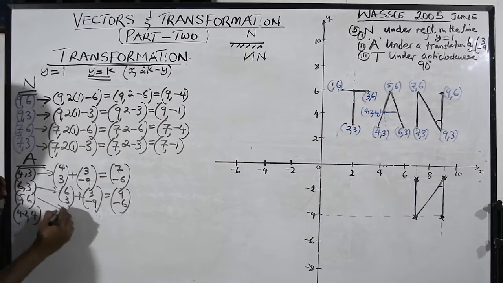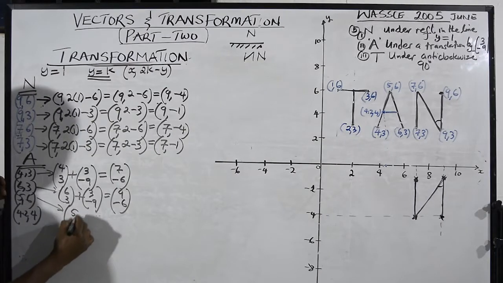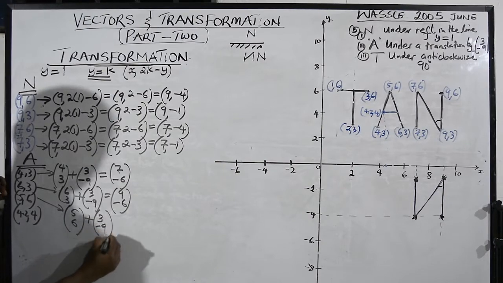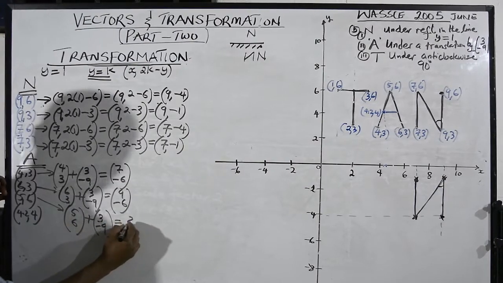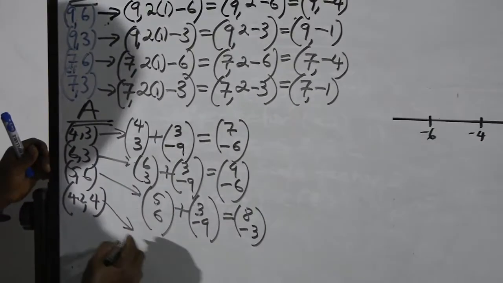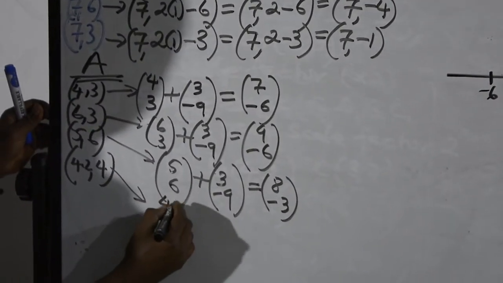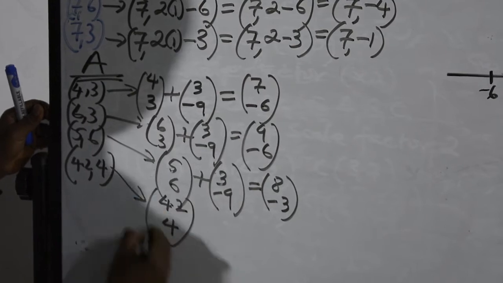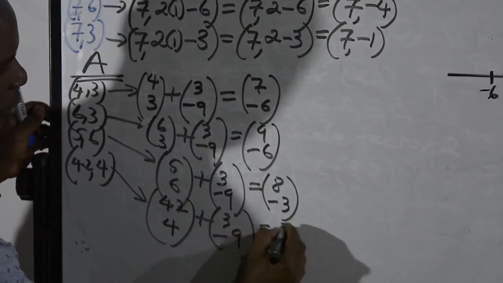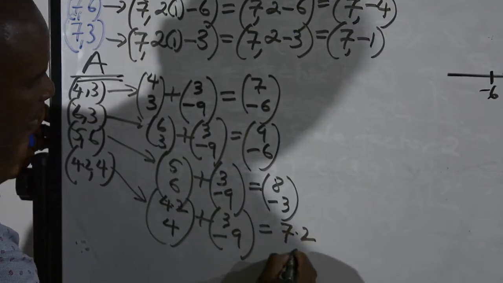Now I come back to this other point. This is (5, 6), and it is translated by the vector (3, -9). We add this plus this, which is (8, -3) here. And the last point here is (4.2, 4). So I translate it by (3, -9). This gives you (7.2, -5).